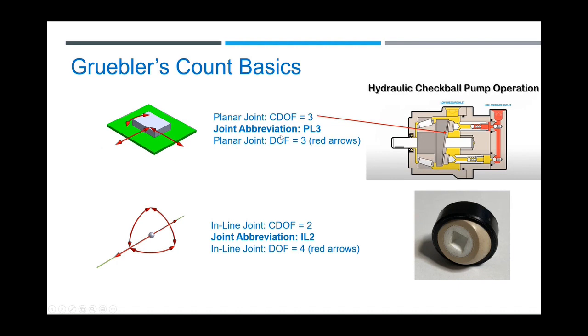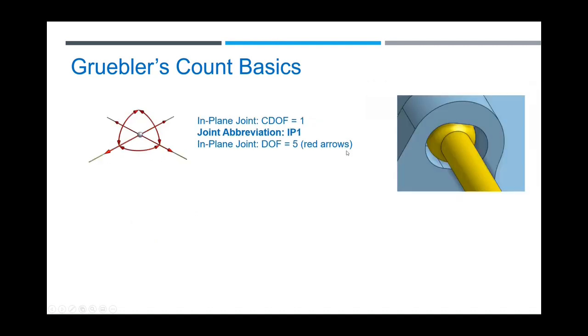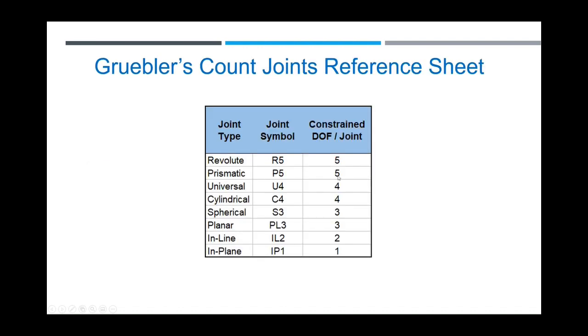A planar joint, I was trying to find one in reality. There's a pump that rotates this plate, and that's a sliding plane-to-plane surface. And this is an inline joint. Basically, it's a ball joint with a square peg going through it. So that's an inline joint. And then, of course, we have an in-plane joint, which is similar to a ball inside a slide that keeps it from going up and down. And these are basically the joint symbols that I'll be sharing with you guys. So there's revolute, and these are the constraint degrees of freedom.